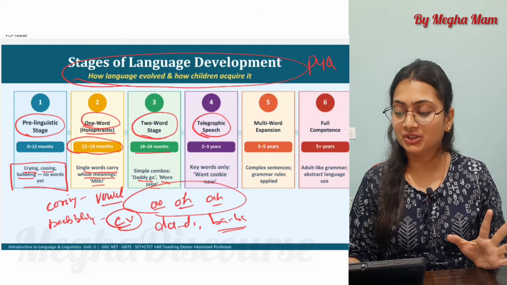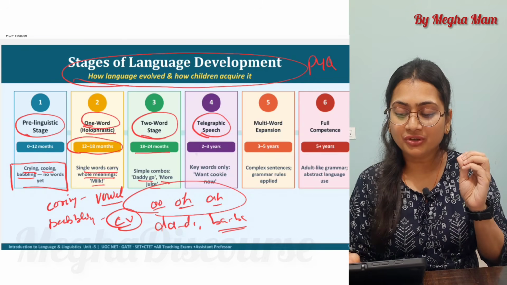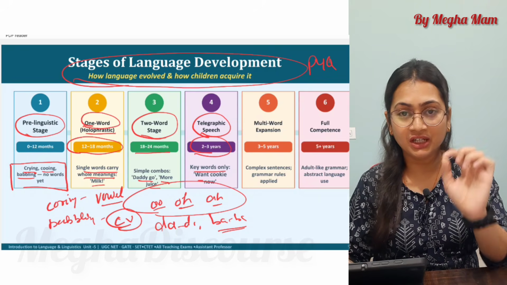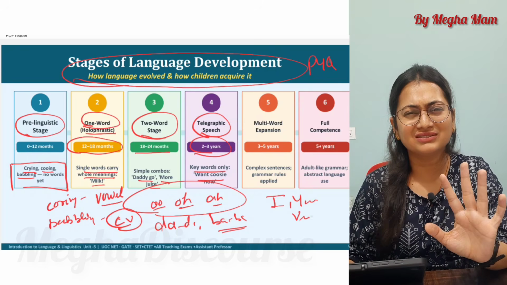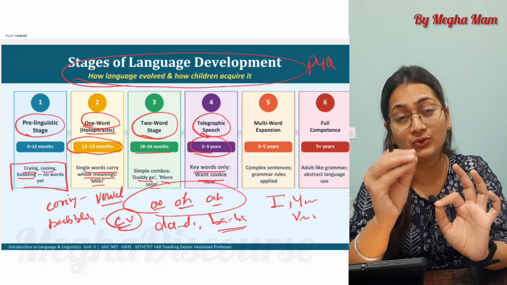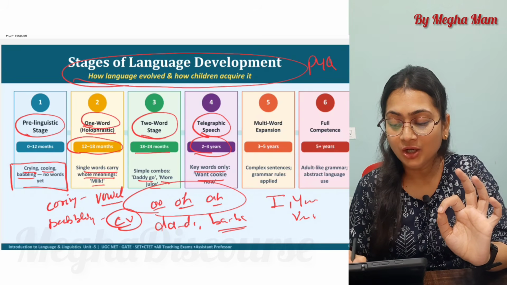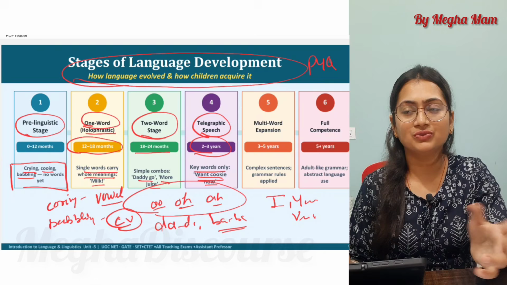What is telegraphic speech? This is the stage of 2 to 3 years. Now he uses keywords only. He will not use pronouns like I, you, or the verb. Just what is the idea? He just conveys it to you. Like, "cookie now?" This is the English one.